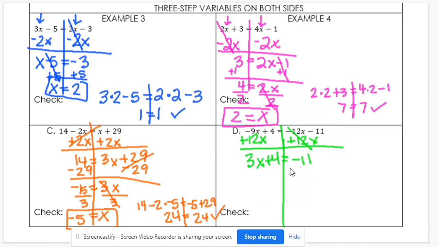Now, do I have constants on both sides? Yes. So I'm going to move the one that's on the side with the variable. So I'm going to move the plus 4 by subtracting 4. Plus 4 and minus 4 cancel. I'm left with 3x. And negative 11 minus 4 is negative 15. Last step is divide by 3. Divide by 3, and x equals negative 5.